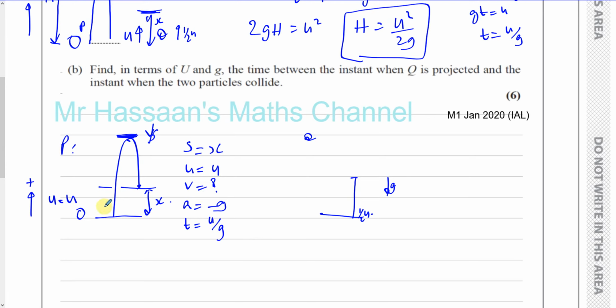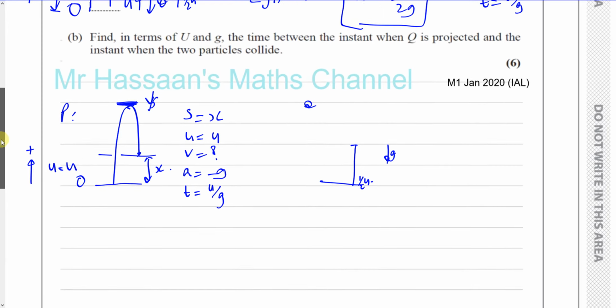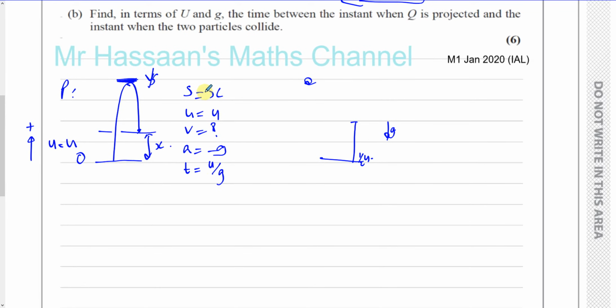Okay, so now we've got enough information here for P. Now for Q, we have S equals the same displacement, U equals a half U, initial speed, V we don't know, A is minus G. So the time for P is the time it took to reach the top of its flight plus additional time T, which is the time that we have to find. So here the time for Q is just T, because P has been in the air for the time it took to get to the top of its flight plus the additional time T, and once P reached the top of its flight, that's when Q was projected. So Q has been in the air for just T seconds.